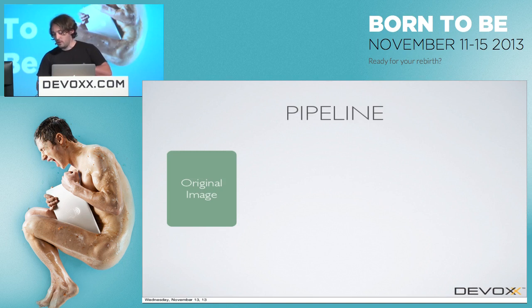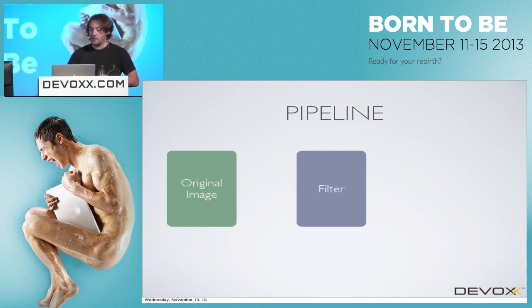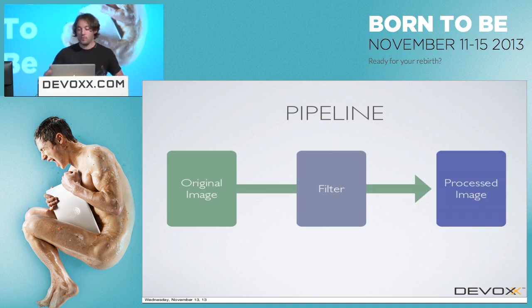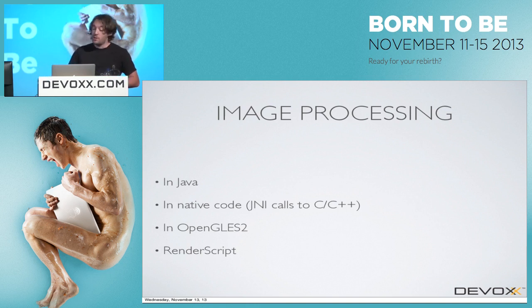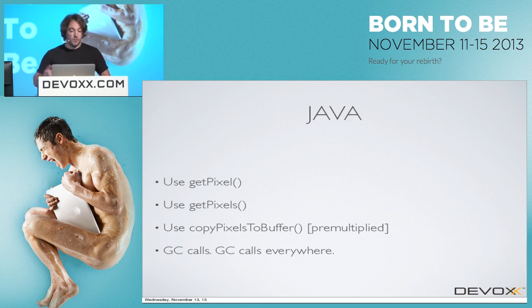So when we talk about image processing, basically we want something like that, right? We have an original image, we want to do some filtering, and we get a processed image. So how do you do that on Android? Well, you have multiple choices. You can do it in Java, or you can do it in native code through JNI, or in OpenGL with shaders, or in Renderscript.